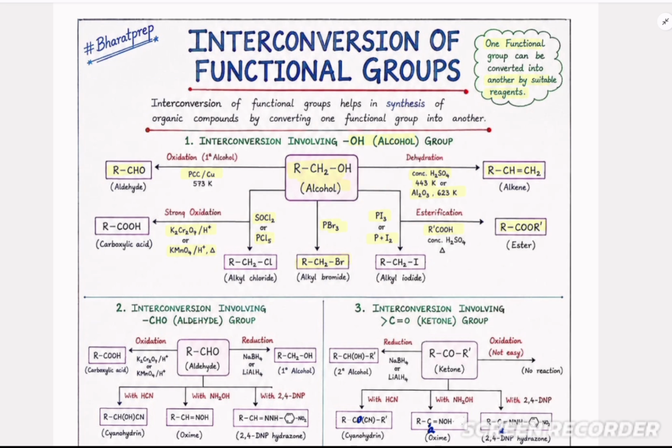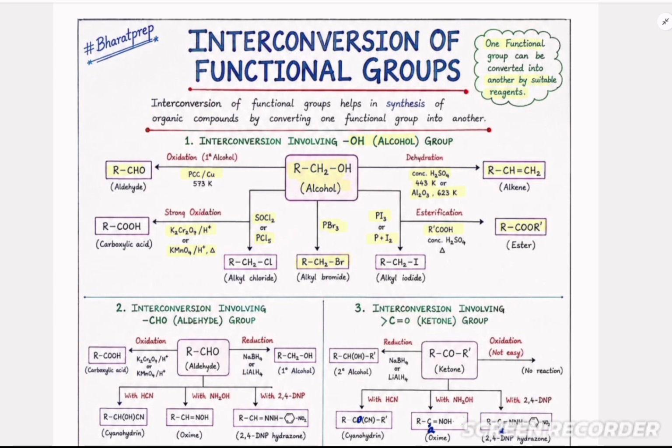Last but not least, alcohols can be converted to alkyl halides. For conversion into alkyl iodide we need to use either PI3 or a mixture of phosphorus plus iodine. In order to get alkyl bromide, we have to use PBr3. And in order to convert into alkyl chloride, we need to treat with PCl5. We can also treat with PCl3, because it is also used here. We can also use SOCl2 to get alkyl chloride. This is the first case.